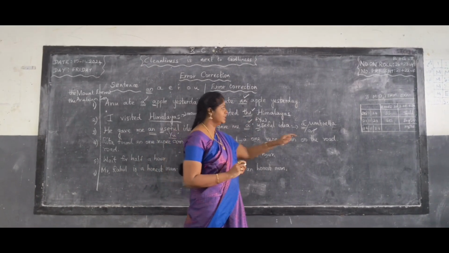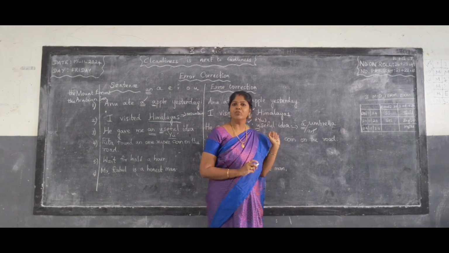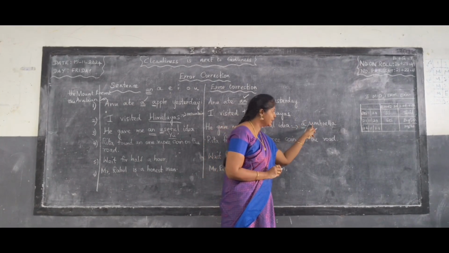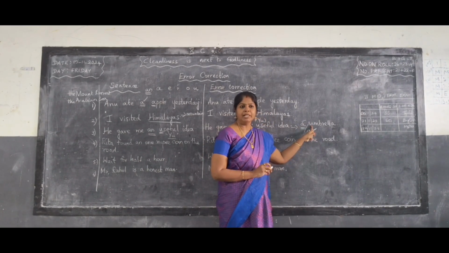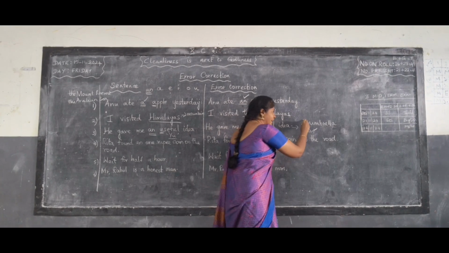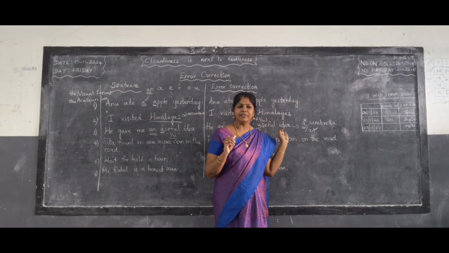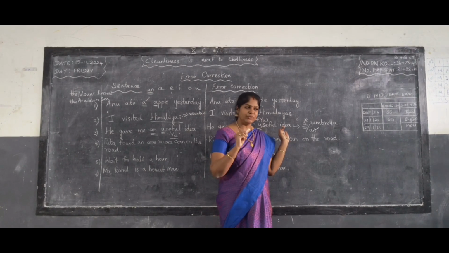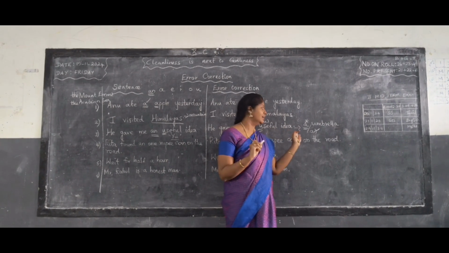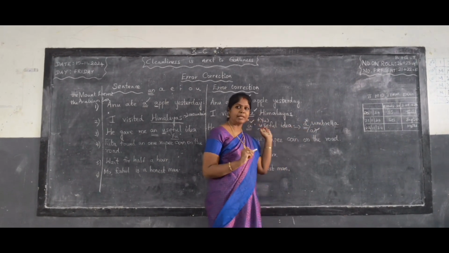Now we can have a word umbrella. Umbrella is the name of a thing. It begins with the vowel U. But here we should not add a. We should add an. Why? Because we don't say it with the sound U; we are saying it with the sound umbrella. So here we have to add an umbrella.